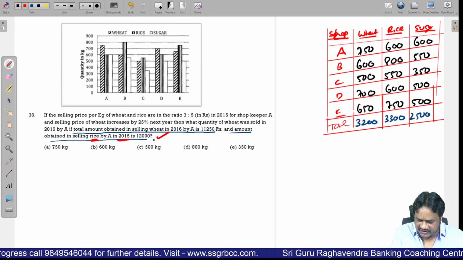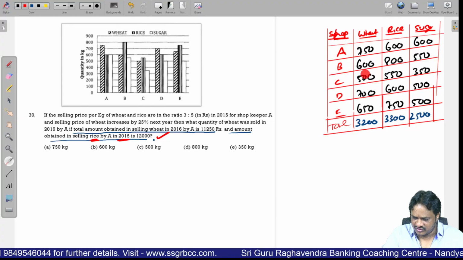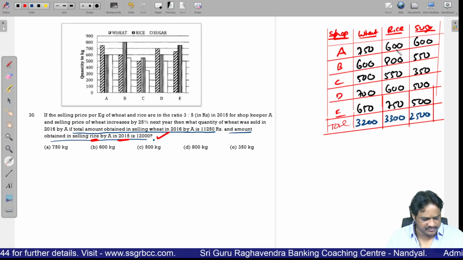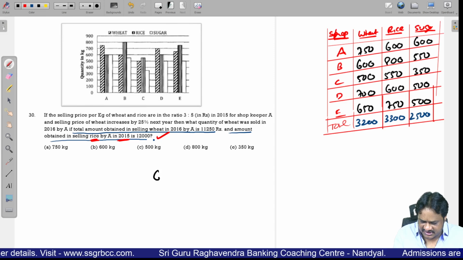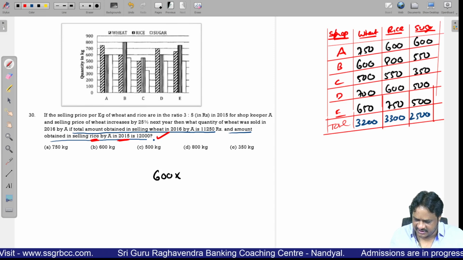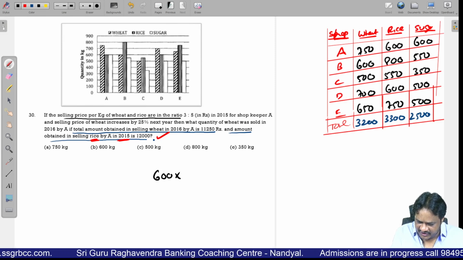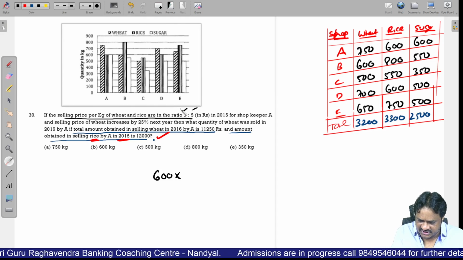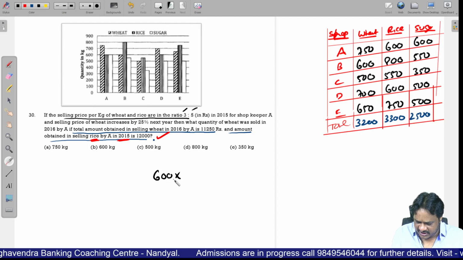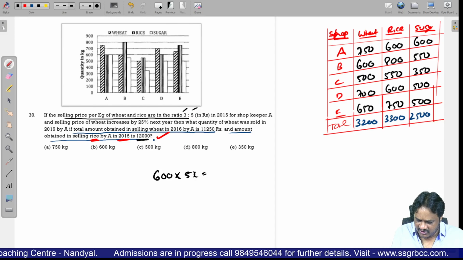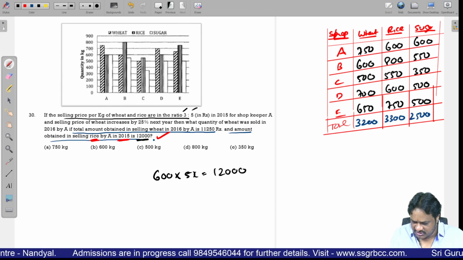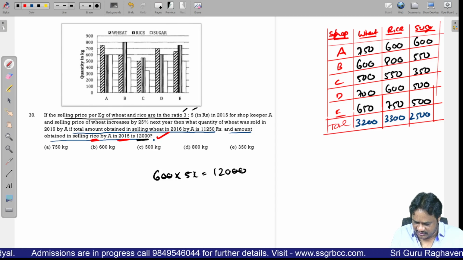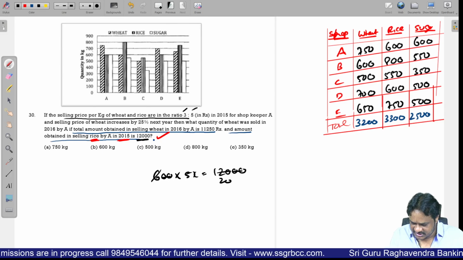A 2015 rice. This is the data of 2015 only. A rice is how many kgs? 600 kgs. The selling price of wheat and rice are in the ratio of 3:5. That means wheat will be 3 parts, rice will be 5 parts. Now we are taking rice. So this is 600 into 5x. And we are getting how many rupees? 12,000 rupees. Let us do the calculation. Two zeros cancel. 6 1s 6, 6 2s 12. Therefore 5x is equal to 20.